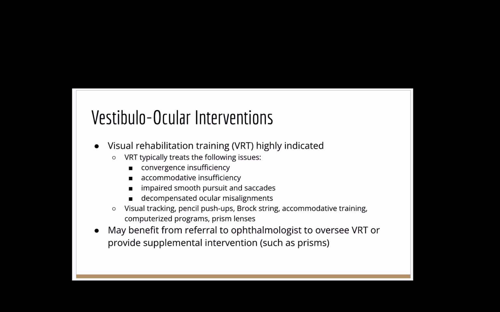Some of the most common treatment interventions that we would use for visual rehab training include visual tracking exercises. Something called pencil push-ups and the Brock string are very good for near point of convergence and things of that nature. There's lots of great computerized programs that are out there that work on motor function of the eyes and things of that nature. So there's really great things that we can do to help somebody in the ocular profile.